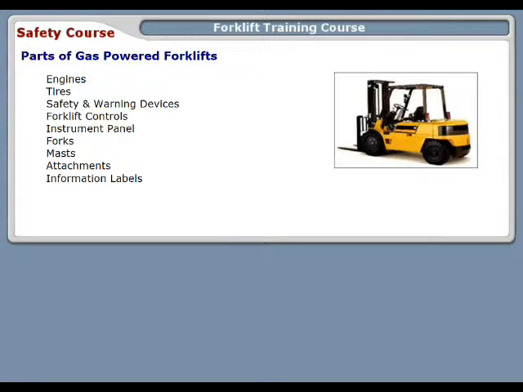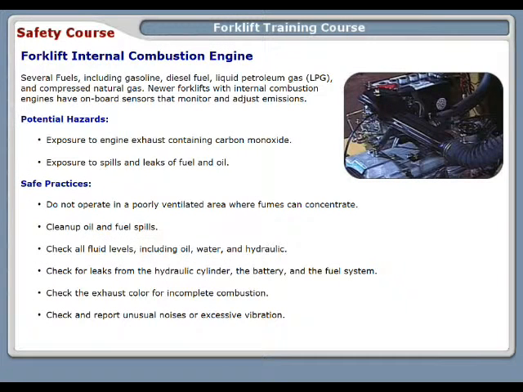The basic parts of gas-powered forklifts include engines, tires, safety and warning devices, forklift controls, instrument panel, forks, mast, attachments, and information labels. There are several fuels including gasoline, diesel fuel, and liquid petroleum gas, as well as compressed natural gas for some forklifts. Newer forklifts with internal combustion engines have onboard sensors that monitor and adjust emissions.